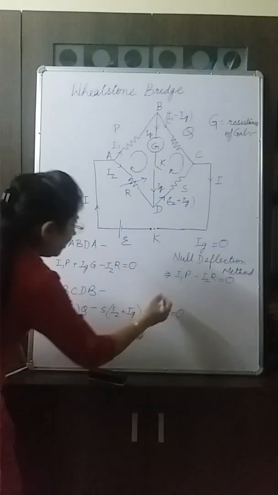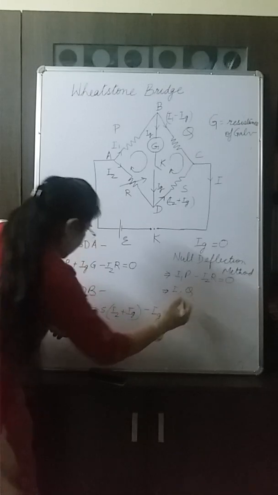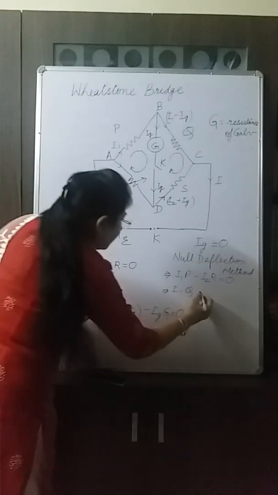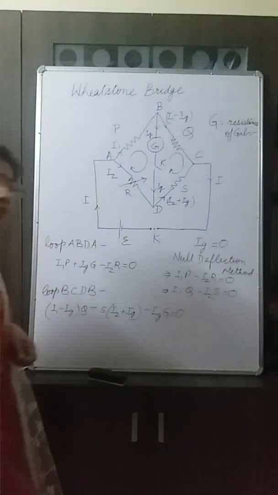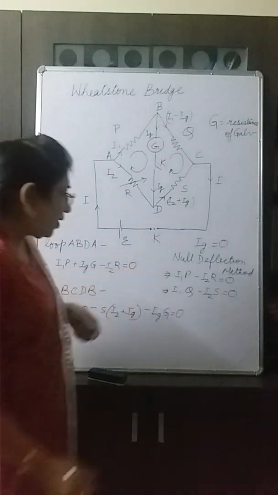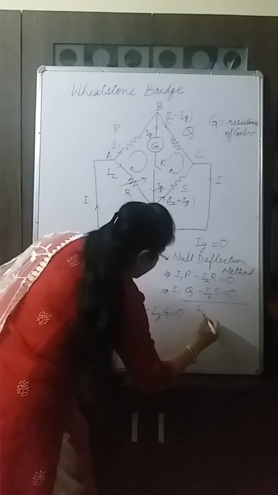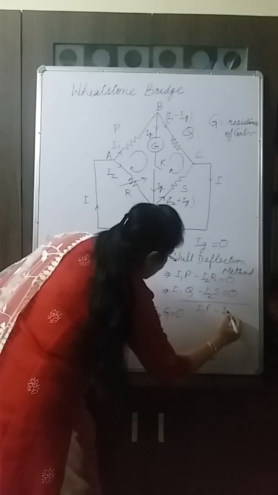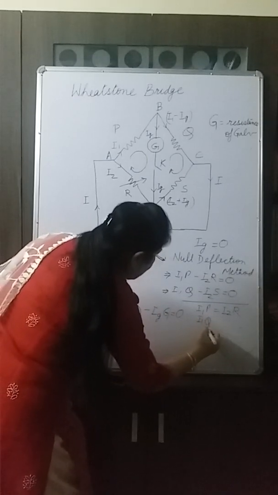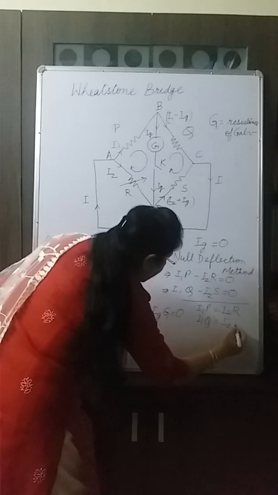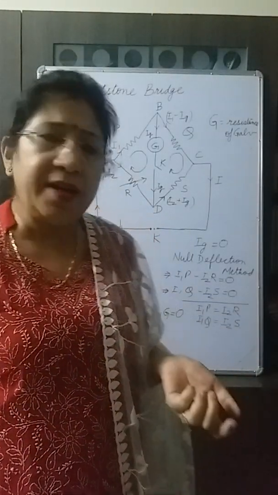So the equation will reduce to I1Q minus I2S equal to 0. We can rewrite these equations: I1P equals to I2R and I1Q equals to I2S. We have taken the negative terms to the right hand side.